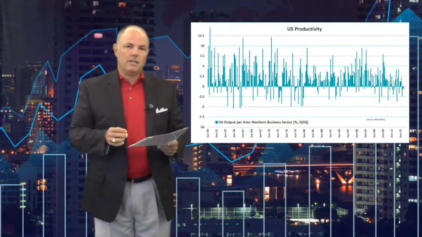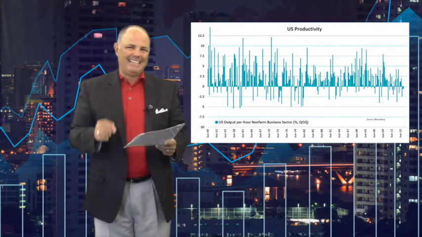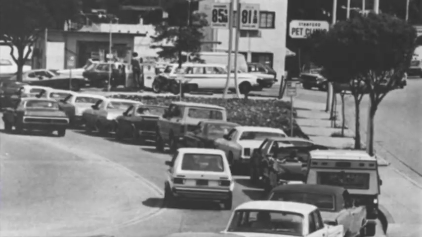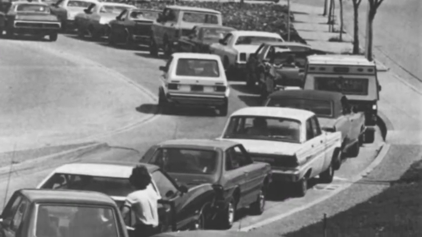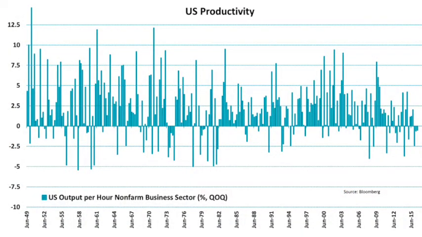Next chart, productivity. Very interesting, came out the other day. This is the first time since 1979, not a good time if you recall. I remember as a child lining up for gas in Conshohocken, PA. The last time we had three negative quarters in a row, productivity was 1979. Very, very interesting. More to follow there.